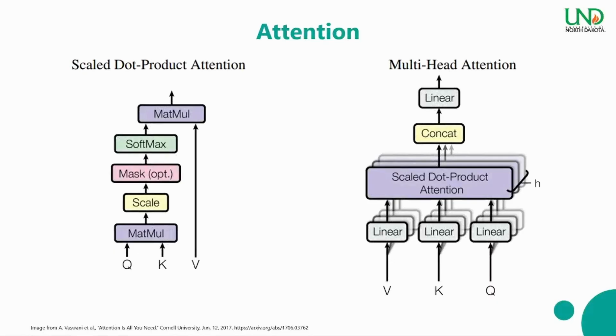Now we're going to be talking about attention, specifically scaled dot product attention and multi-head attention. For scaled dot product attention, imagine you're trying to figure out which parts of a sentence are most important when translating it into another language, say English to German. This diagram shows how a computer model does that using something called attention.